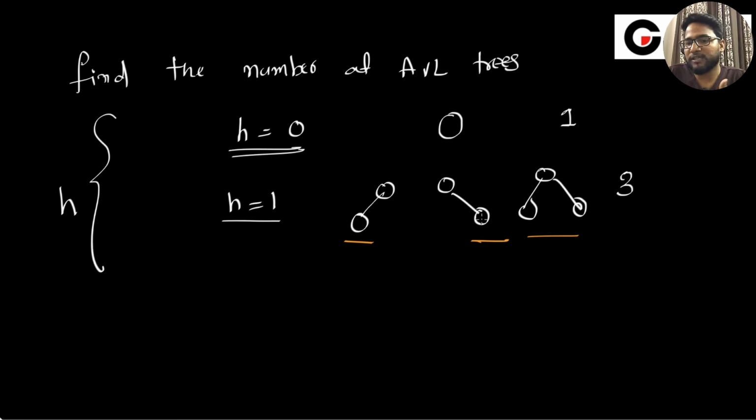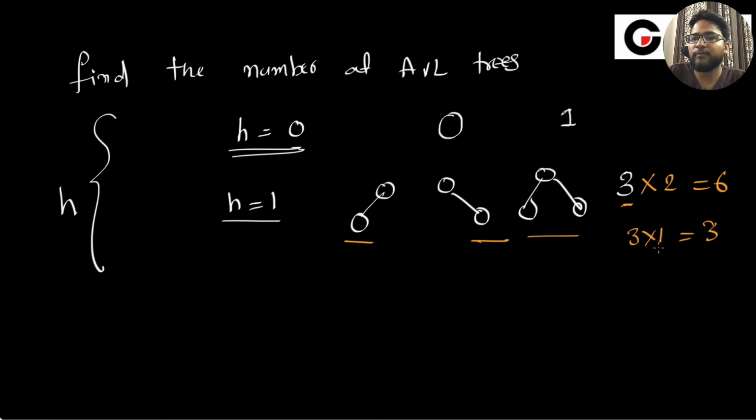Now, for example, suppose I am filling every structure in 2 ways, then the number of AVL trees will be 3 into 2, which is 6. Why? Because suppose I am filling this structure in 2 ways, this structure in 2 ways, this structure in 2 ways, the number of AVL trees will be 6, because it is the number of structures into the number of ways I am filling. But here, in this case, the number of ways in which I can fill one structure is just 1. So that is why I will be just doing 3 into 1, which is just 3.